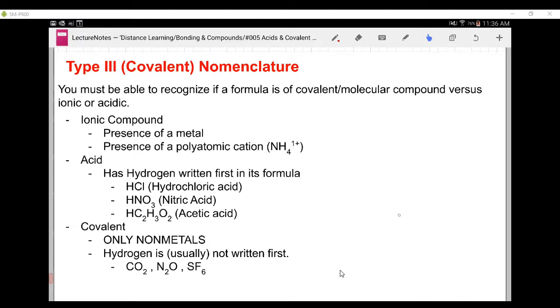Then that leaves us with, well, how do we recognize covalent? How do we know when to use the rules for today's lesson? And that's going to be if you see only nonmetals, right? So just carbon, just oxygen, nitrogen, sulfur, fluorine, phosphorus, the halogens, etc. If it's only nonmetals, we can apply these rules.